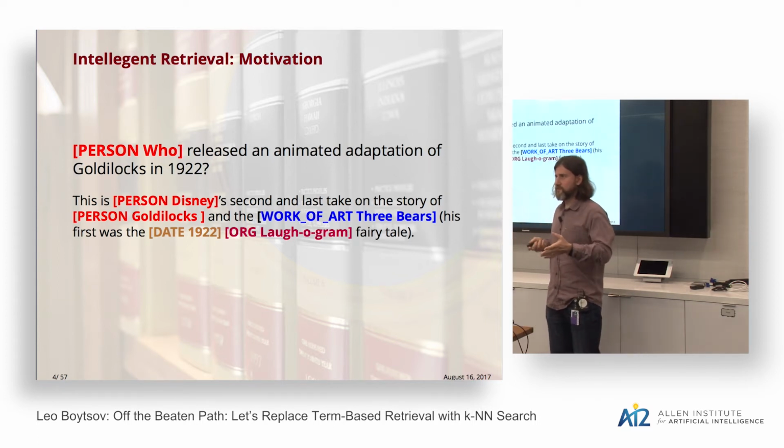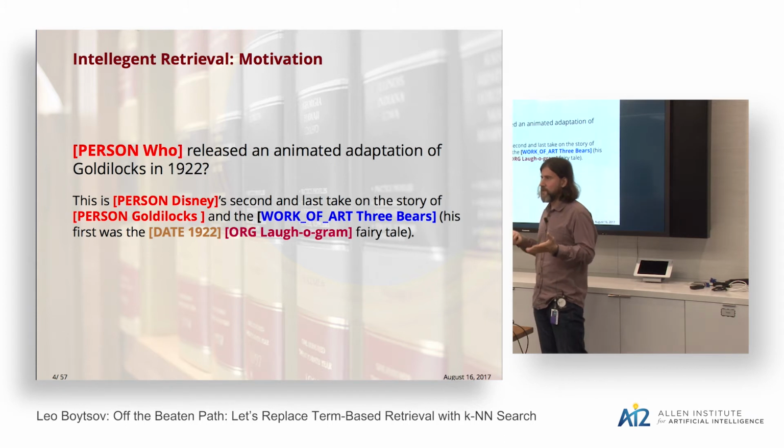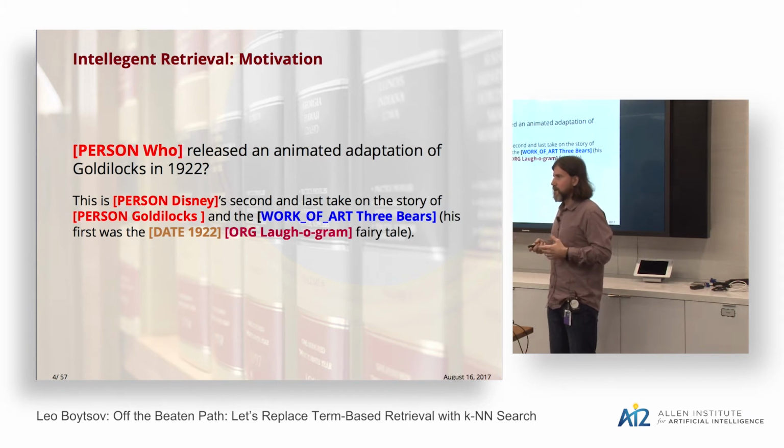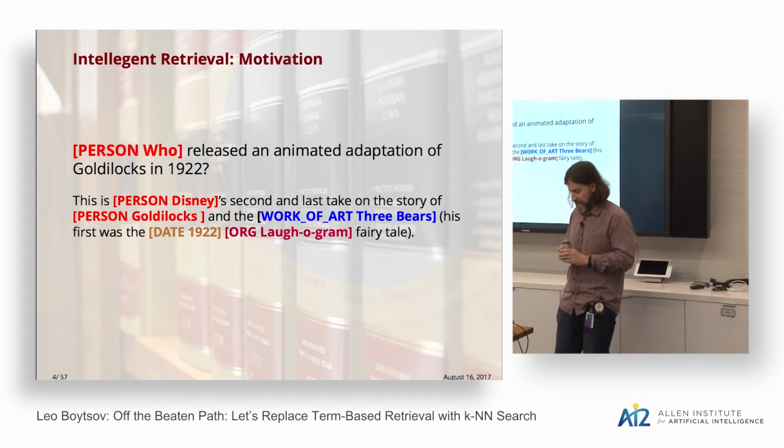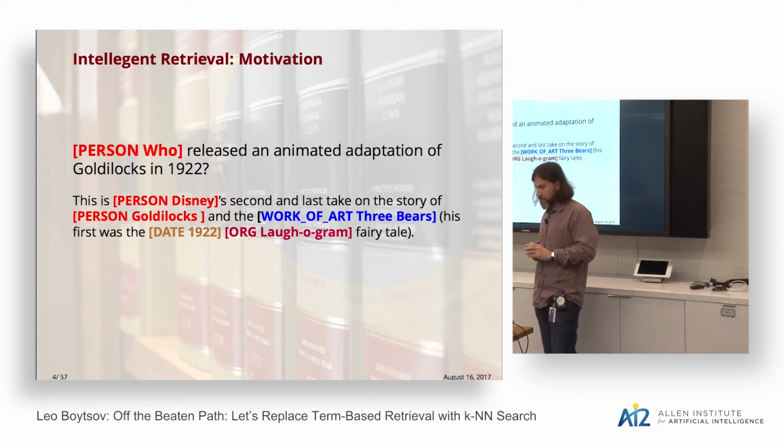And so we assume that either of them might be an answer, but we don't know exactly which one. We can further use the heuristic that the answer shouldn't appear in the question. Normally, it doesn't happen. So then our system would say that the answer is Disney, and that's in fact the correct answer.